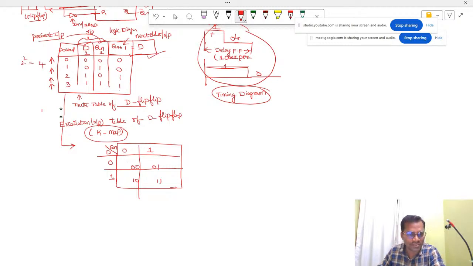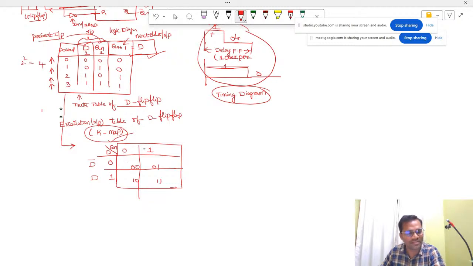How to do it: what is the variable we have here? D. One can be written as D. Then how to write 0? Just put a bar on it, which is called D bar. Are you able to get it? Yes, sir. The same you have to represent in a graph. This technique is called K-map. How many possibilities are there? Four possibilities you have to get. You know how to get four possibilities: write 0 here, write 1 here.